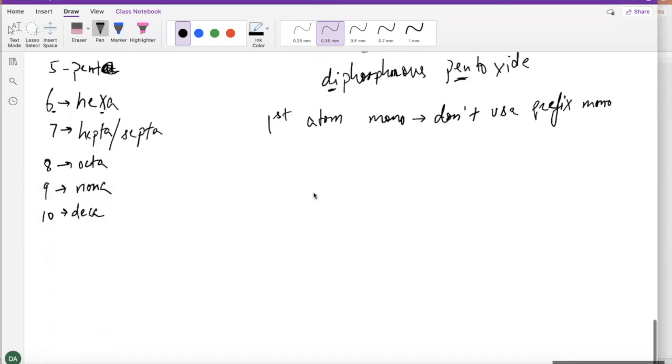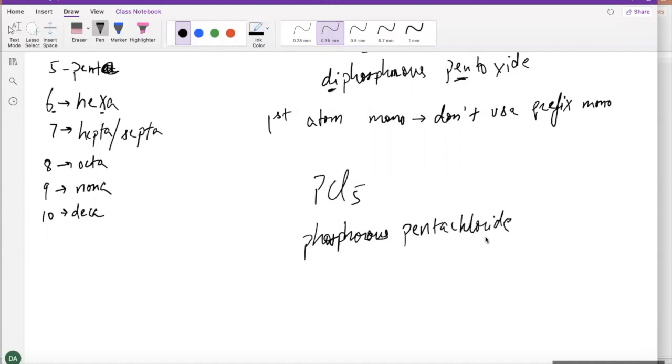So if I ask you this, PCl5, what are you going to call this guy? This will be called monophosphorus or just phosphorus? This will be called just phosphorus. So phosphorus, and when you have 5, that's called penta. And this is Cl, and Cl is chlorine. So can I say pentachlorine? No, you say pentachloride.